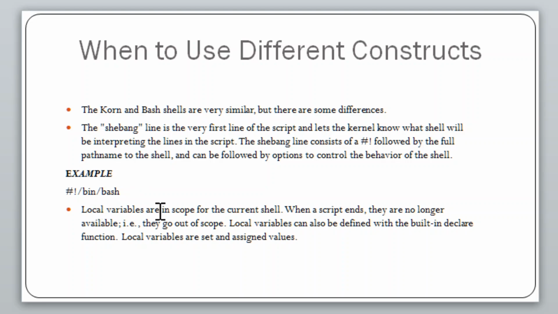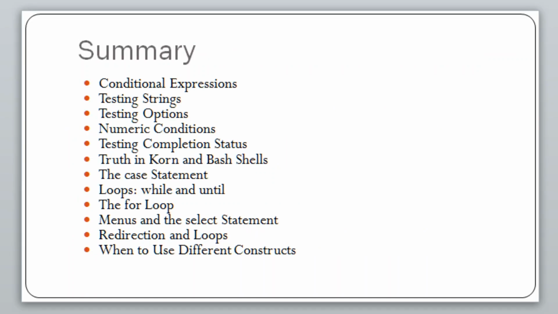Local variables are in scope for the current shell. When a script ends, they are no longer available, for example, when they go out of scope. Local variables can also be defined with the built-in declare function. Local variables are set and assigned values. So this means when a script runs, any variables that were inside of it immediately terminate when the script is done running. They don't last or stay around. Okay, and that's important to know.